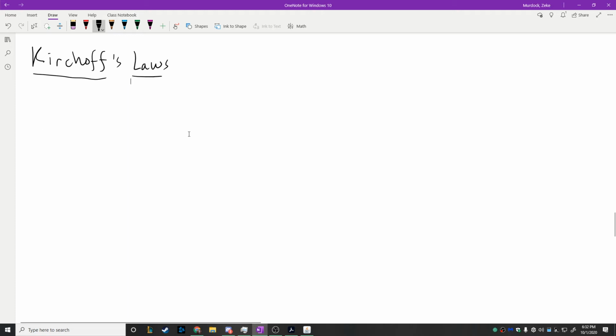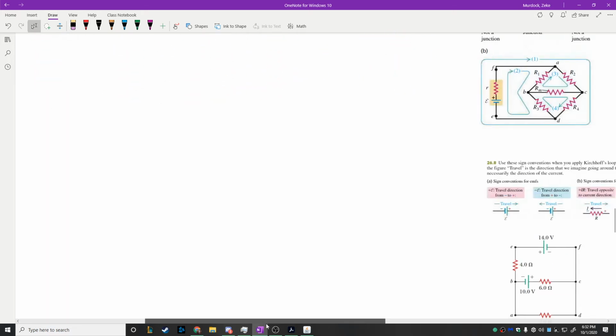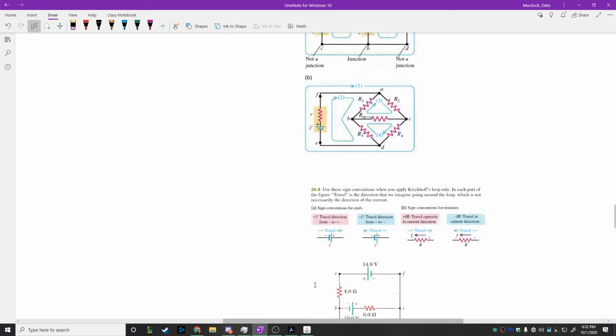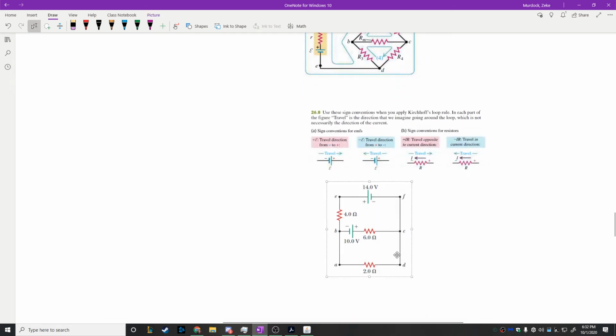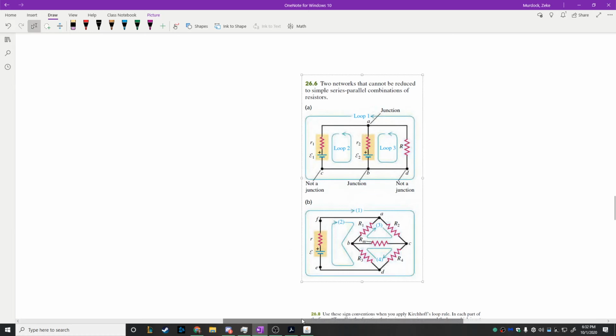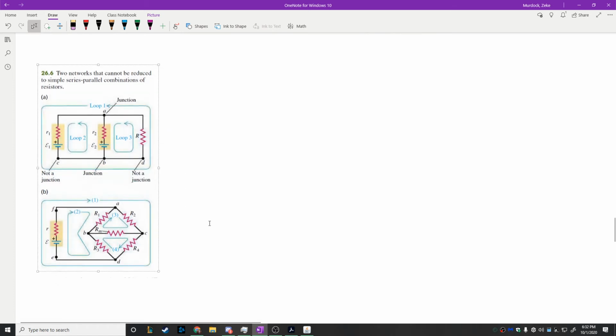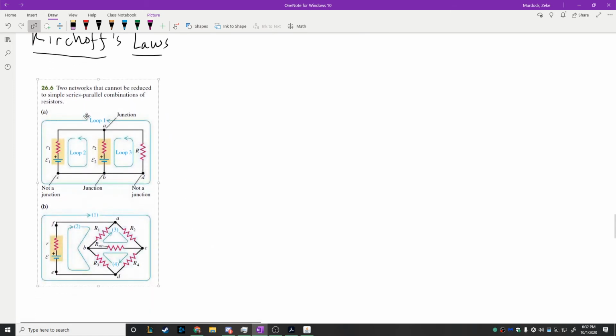Regardless, Kirchhoff's laws apply to slightly more complicated circuits. Let me give you an example of a circuit that would not work with the previous approach. Well, here's one right here. We're going to do this problem. You have 2 batteries. The existence of this one battery right here prevents you from using the previous methods now. And here are a couple little more complicated ones that we're going to be using to describe how Kirchhoff's laws work. So, these networks cannot be reduced by simple series parallel combinations of resistors, okay?